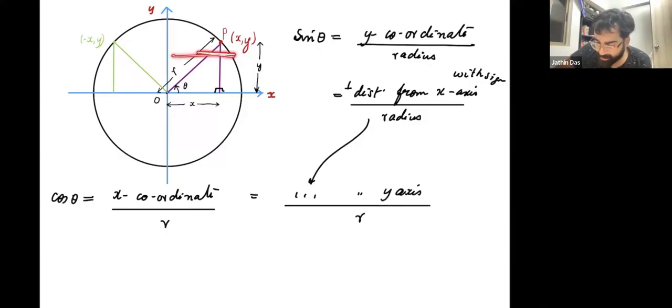And if it is to the right, then x is positive. But if it is to the left, it is negative. Similarly, if you're taking above the x-axis, positive, below, negative. Just think about the y coordinate and x coordinate. Finished, nothing else. Is this much clear? Okay.